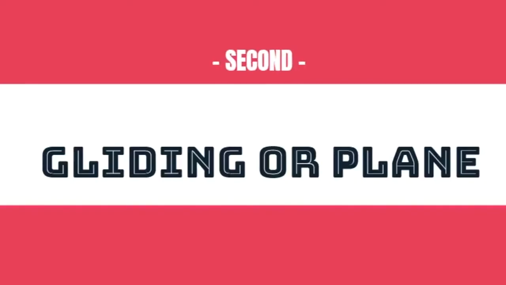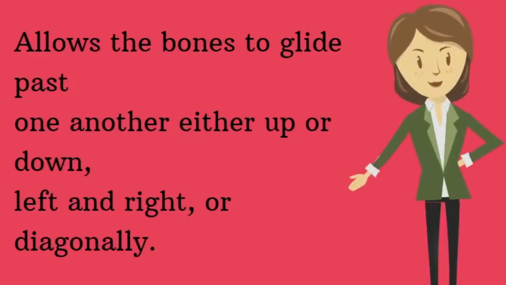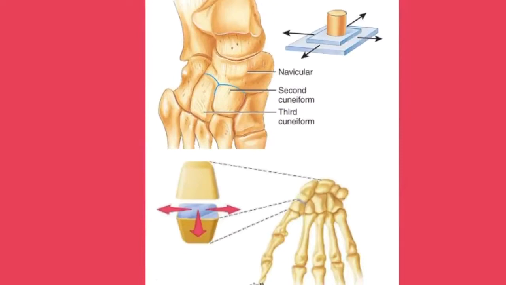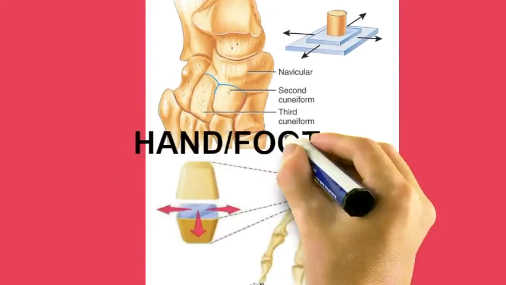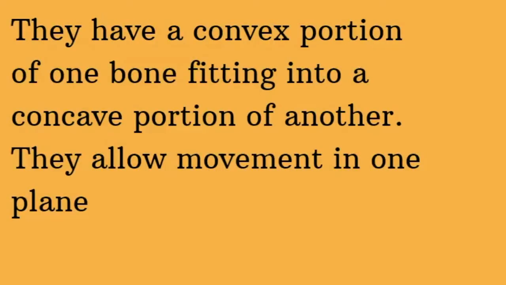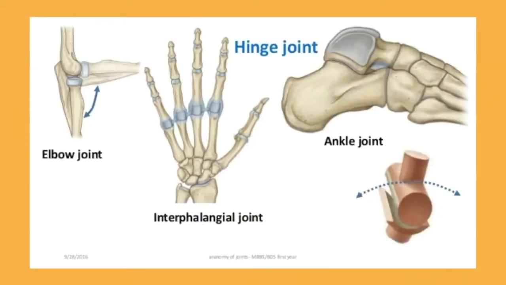The second type is gliding. It can also be known as a plane joint. This joint allows the bones to glide past one another, either up or down, left or right, or diagonally. An example of this is a hand or foot joint. The third type is a hinge joint. They have a convex portion of one bone fitting into a concave portion of another. They allow movement in one plane. An example of this joint is an ankle joint.